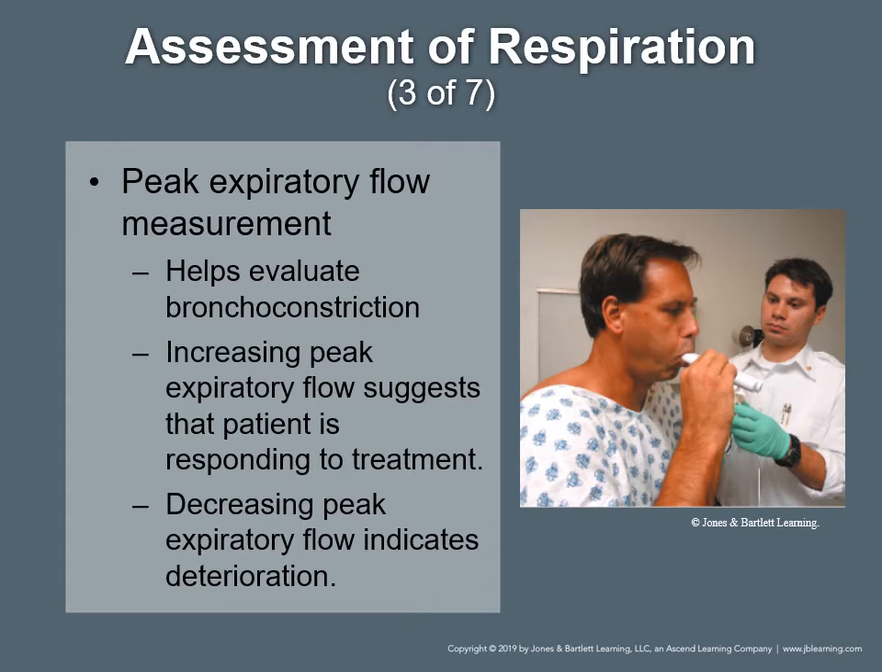Peak expiratory flow measurement. Bronchoconstriction can be evaluated by measuring the peak rate of a forceful exhalation with a peak expiratory flow meter. Increasing peak expiratory flow suggests that the patient is responding to treatment. Decreasing peak expiratory flow may be an indication of deterioration. Peak expiratory flow varies based on sex, height, and age. Perform the test 3 times and take the best peak flow rate of the 3 readings.